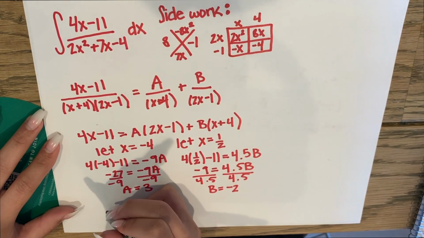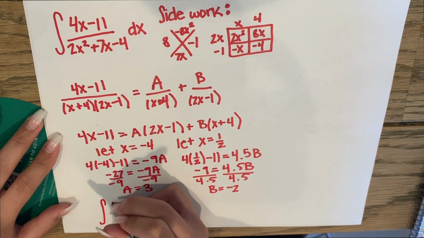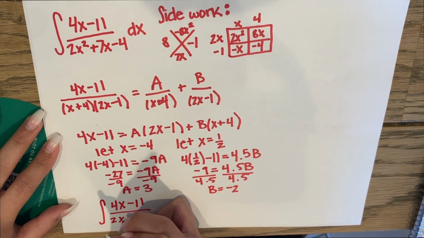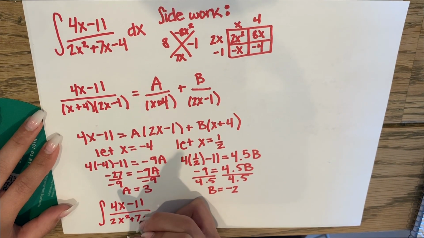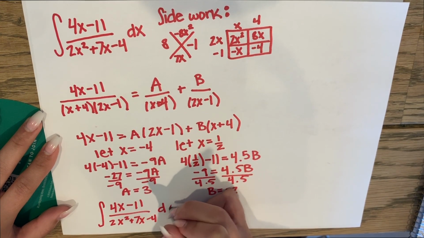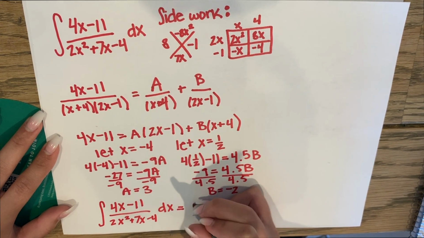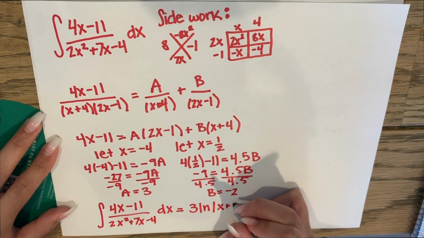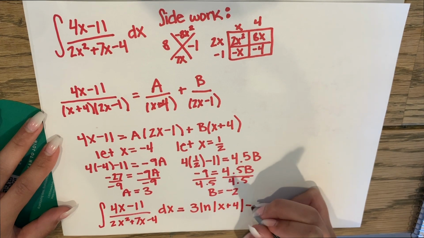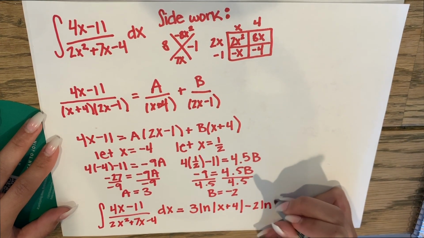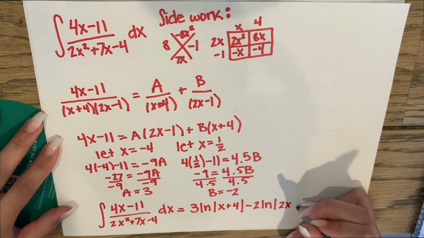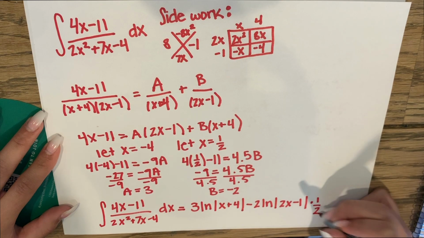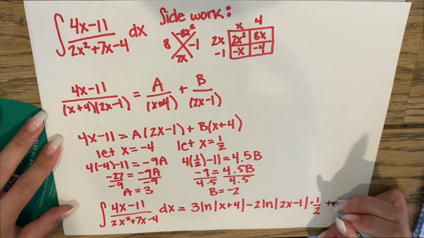So we get the integral of 4x minus 11 over 2x squared plus 7x minus 4 dx is equal to 3 times the absolute value of the natural log of x plus 4 minus 2 natural log absolute value of 2x minus 1. And so since we have the coefficient of 2, then we need to multiply by 1/2, and don't forget the plus c.